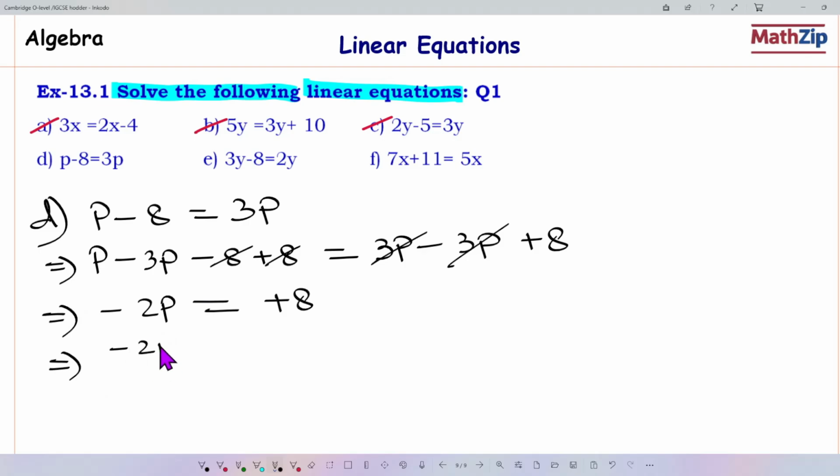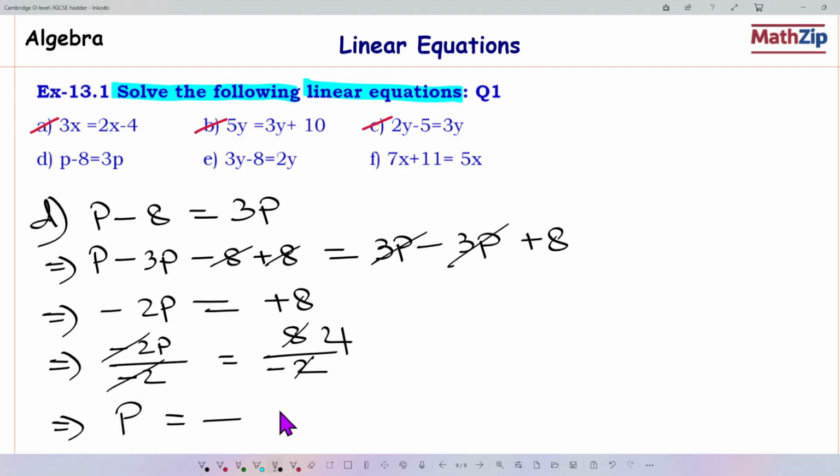It means minus 2p divided by minus 2, and 8 divided by minus 2. So this minus 2 divided becomes 1, and 8 divided by 2 is 4, and here is a minus. So finally we get p equals minus 4. This is our answer. Okay. So number D done.